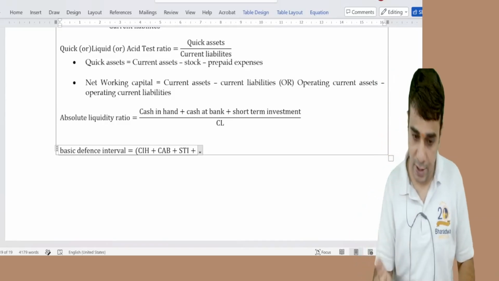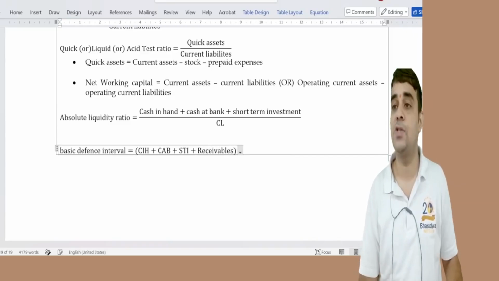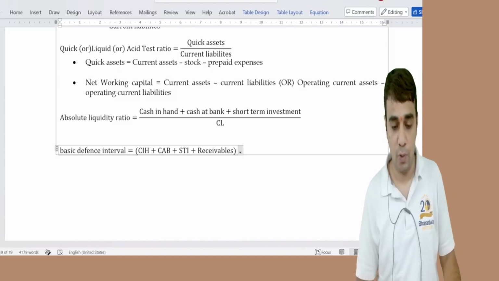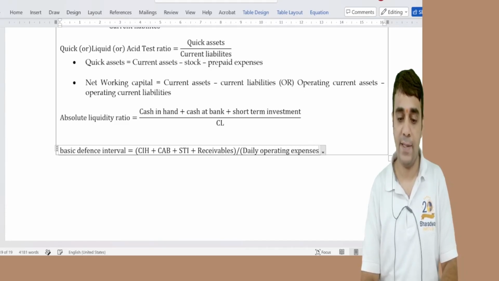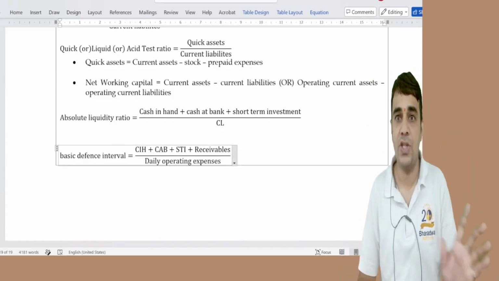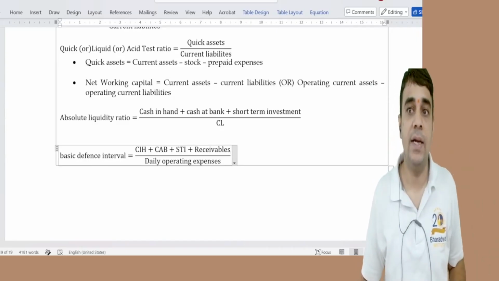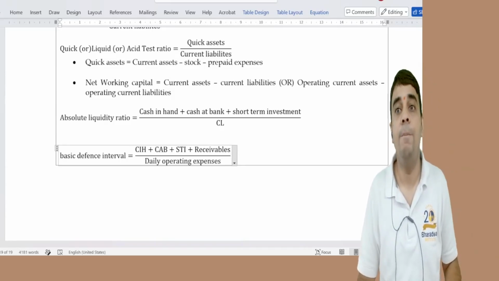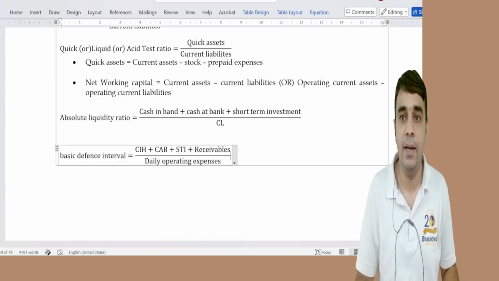Cash in hand, cash at bank, short term investment, receivable. This is also doubtful, in the sense that during COVID collecting this was also doubtful. Divided by daily expenses, daily operating expenses. If my daily expense is 20 lakh rupees and I have cash, all this put together 200 lakh, next 10 days I can survive. Beyond this, I am in trouble. Beyond the 10-day period, I am in trouble.